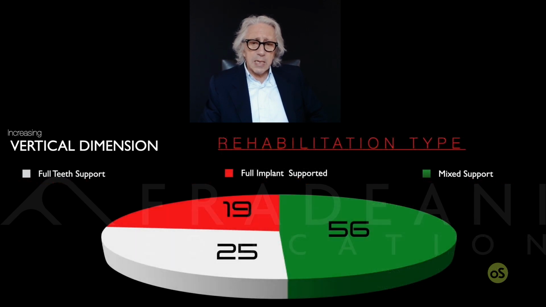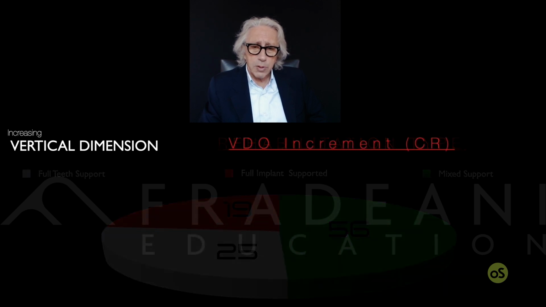Let me explain the 3 groups. The bigger group is the mixed support, 56%, where you have almost every tooth with 1 or 2 implants, or 3 implants in the posterior area. So it is mainly teeth. Then 25% is just teeth, and 19% just implants. So: full teeth support, full implant support, and mixed support.